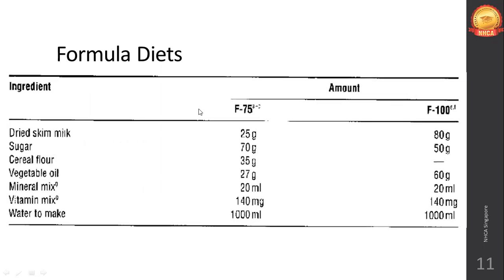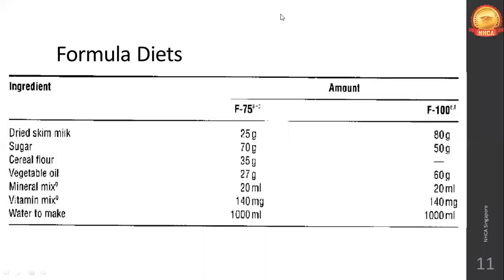Next is formula diets. This is the specific diet which is given to correct severe acute malnutrition. We have two types of formula. You can see here F75 and F100. Can you guess what 75 and 100 mean? Any guesses? If you have read the book or come across this paragraph, you can find out what the meaning would be here. Yes, it is calories.